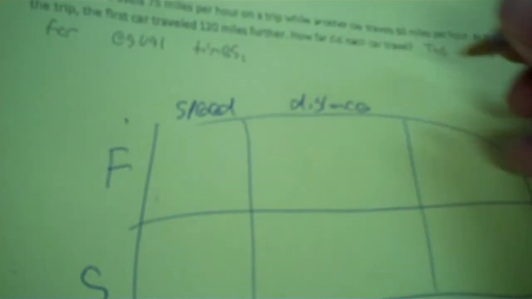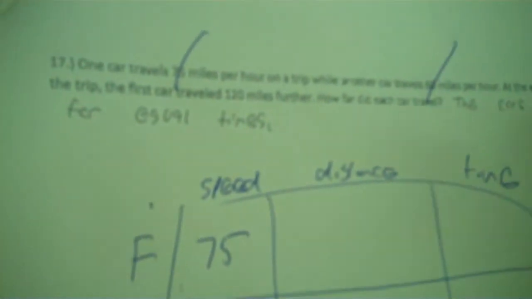Okay, one car travels 75 miles per hour on a trip while another car travels 60 miles per hour. At the end of the trip, the first car traveled 120 miles further. How far did each car travel? Cars travel equal times. Okay. Fast, slow, speed, distance, time. Speed, your miles per hour, you got 75 and 60. Fast, slow, those are done.